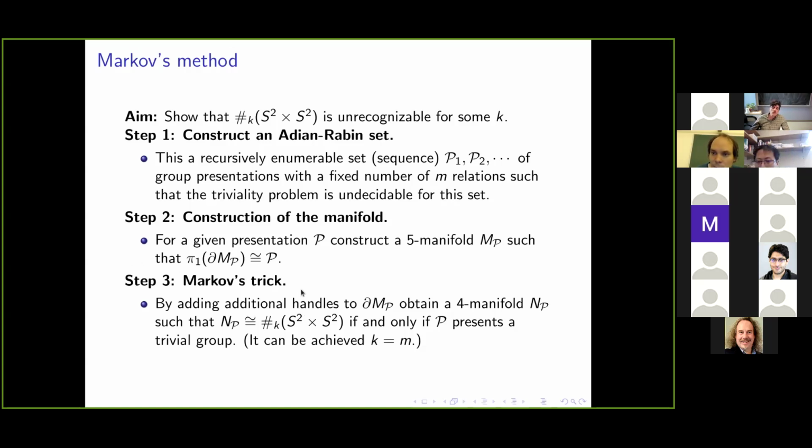Can I clarify, Martin? So you're adding 5-dimensional handles onto the boundary of MP. Is that right? No. It's 4-dimensional. Yeah, it's definitely 4-dimensional handles, and I would have to recall whether these are, I think those are 2-handles, but I would have to recall whether I'm saying it correctly. Okay, thanks. No problem. So the result is always a 4-manifold.